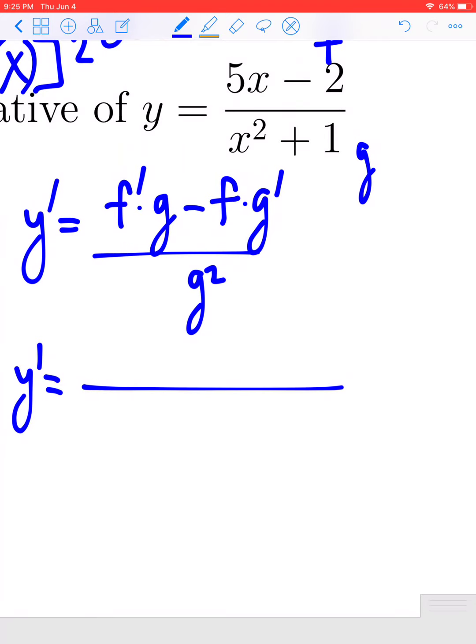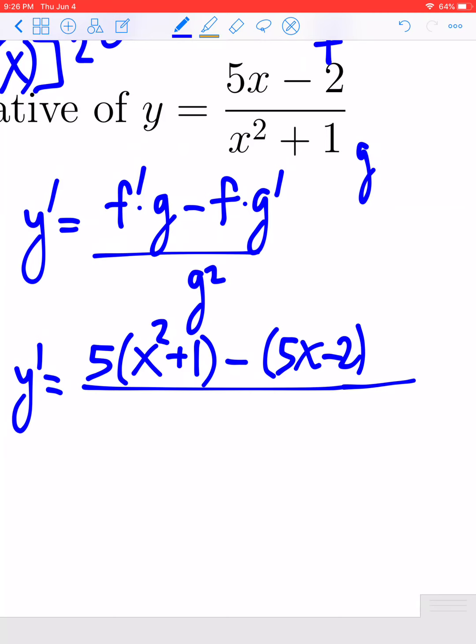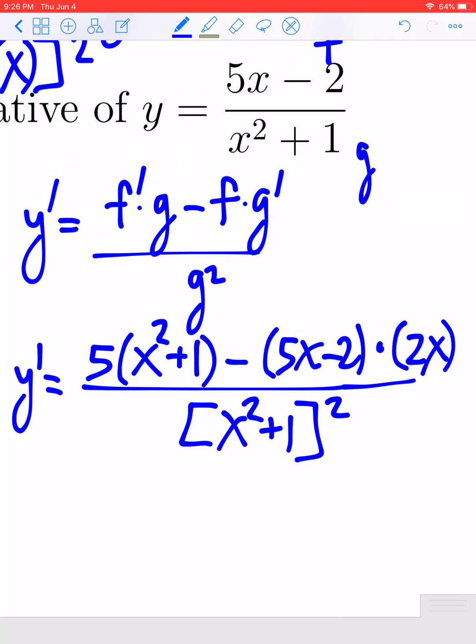The derivative of the numerator, the derivative of 5x minus 2, is simply going to be 5. We multiply that by the bottom function g, which is x squared plus 1, minus, now we're going to leave the top function alone, so take our f of x, and now we need to multiply it by the derivative of g, derivative of x squared plus 1, that's going to be 2x, and this is going to be all over that original denominator function squared. So it's going to be x squared plus 1 quantity squared. So this is using the quotient rule.